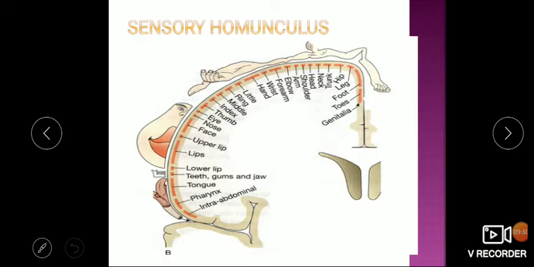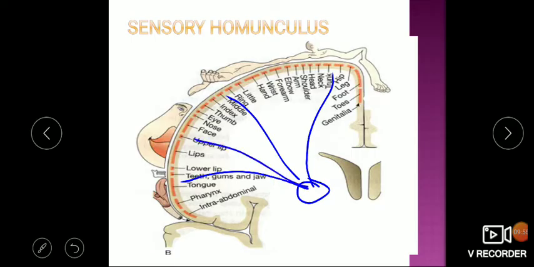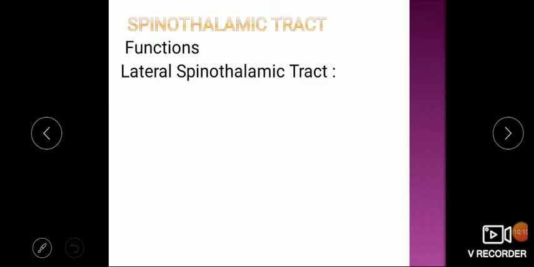So fibers arising from the thalamus go to different parts of the sensory cortex, but they will go to the respective regions only. Those arising from the hand will go to the hand area only. Those arising from the legs are going to the legs area only. Okay, so like this, there is a representation in the sensory cortex.